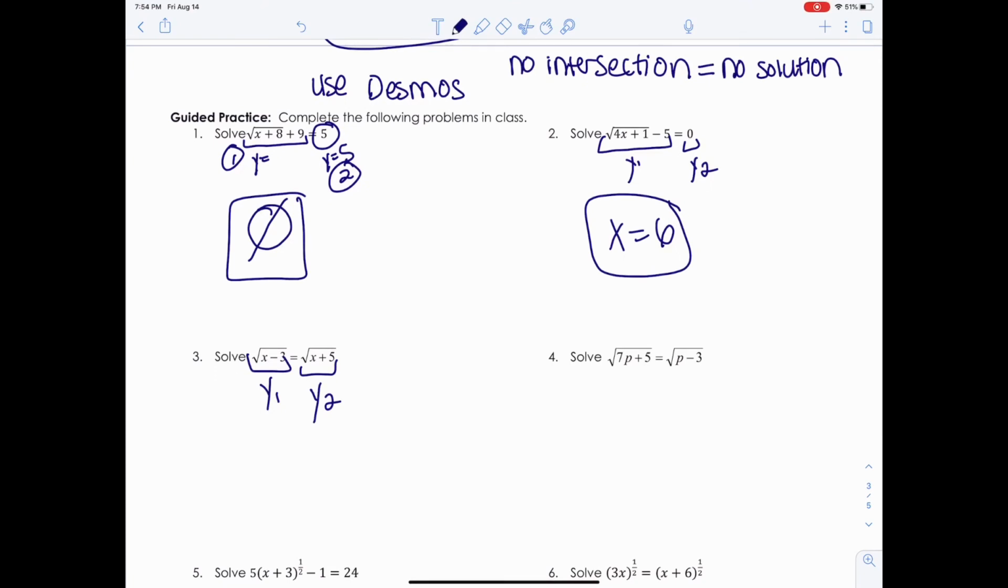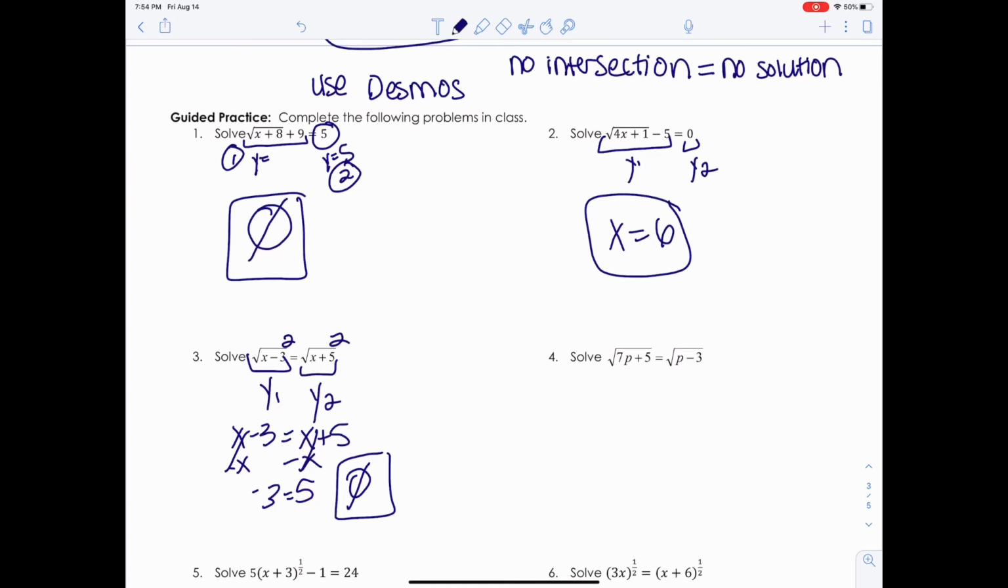So if we just square both sides, we've got x minus 3 equals x plus 5. And so what happens is when we subtract, the x's go away completely, and you're left with negative 3 equals 5. Well, that's not true. So that kind of confirms that these don't intersect, and we're going to get no solution for that one.